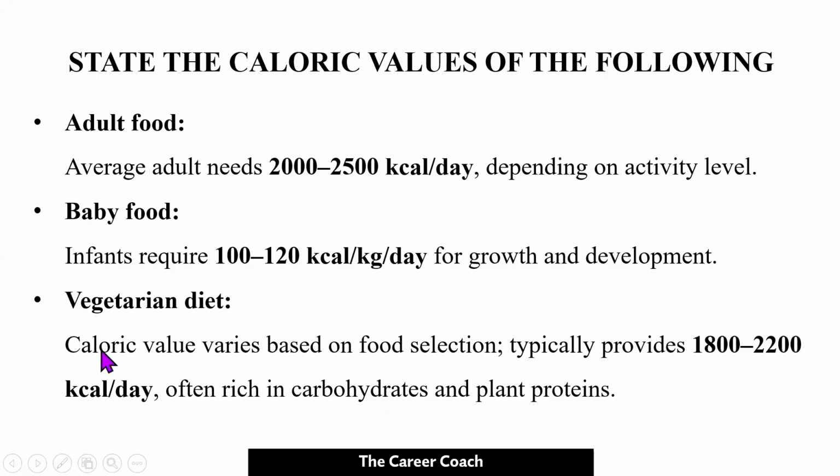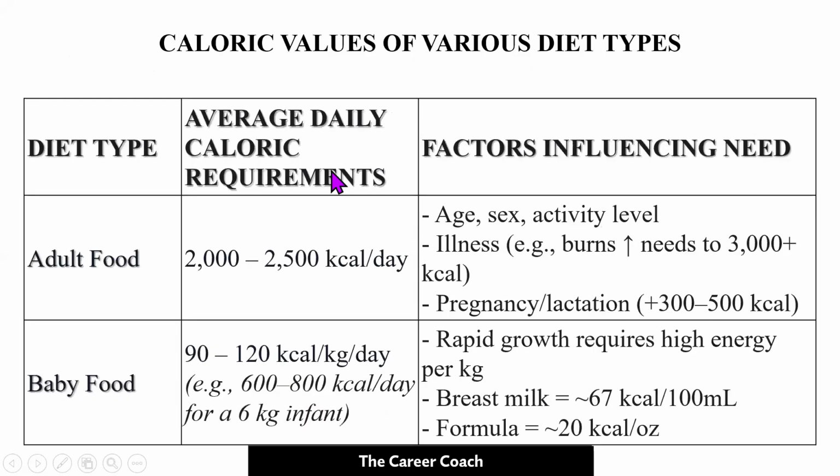Vegetarian diet: caloric values vary based on food selection. Typically, vegetarians get 1,800 to 2,200 kilocalories daily. That's their requirement actually. The diet is often rich in carbohydrates and plant proteins. Let's see how they are being influenced by various factors.